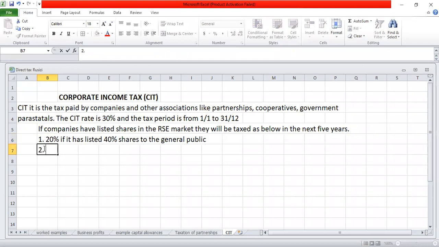Number two, 25% if it has listed 30% shares to the general public, all of them through the Rwanda Stock Exchange market. And 3, it will be 28% if it has listed 20% shares.